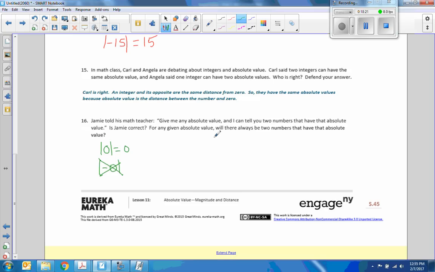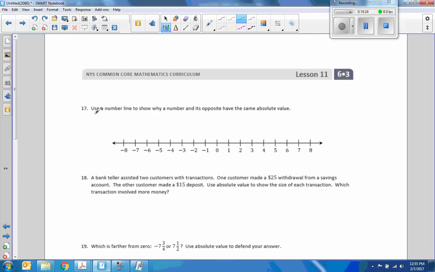Okay, that was a good one. Next question, 17. Use a number line to show why a number and its opposite have the same absolute value. If I chose the point -5 and the point 5, then I'd say 5 is 5 units to the right of 0, and -5 is 5 units to the left of 0. So a number and its opposite are the same distance from 0, but on opposite sides.